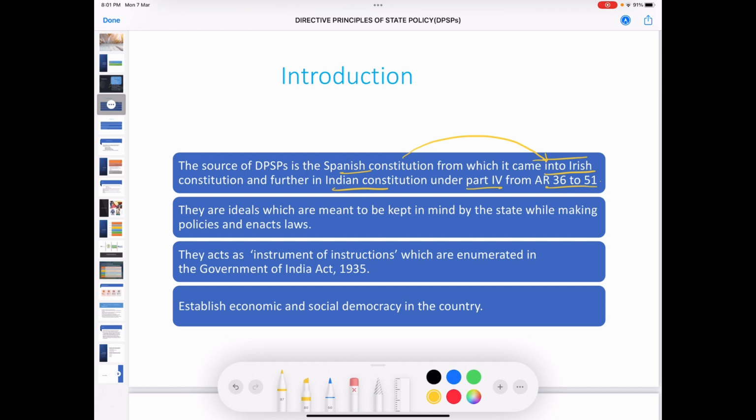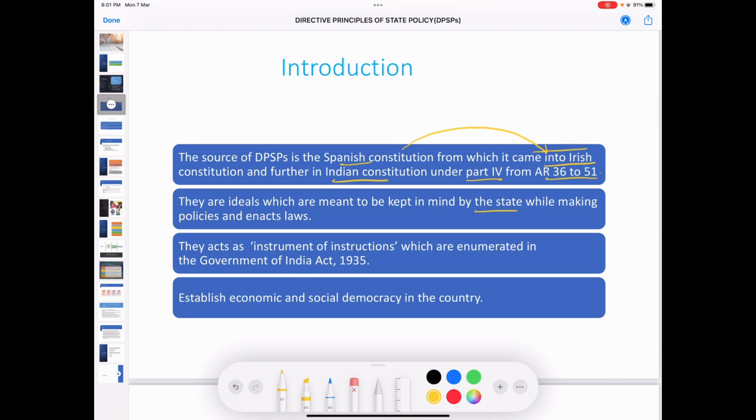Okay, DPSPs are the ideals which are meant to be kept in mind by the state while making policies and enacting laws. DPSP acts as an instrument of instructions, this is a very important point, which are enumerated in Government of India Act of 1935. Also, DPSP is essential to establish economic and social democracy in the country.